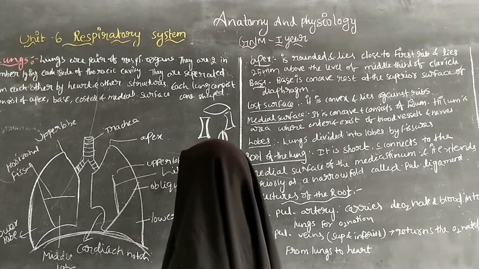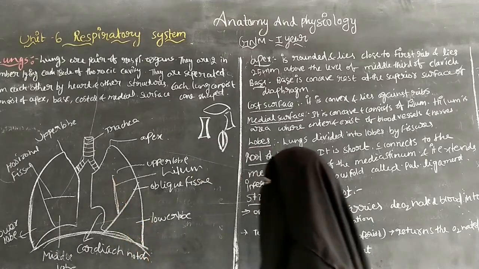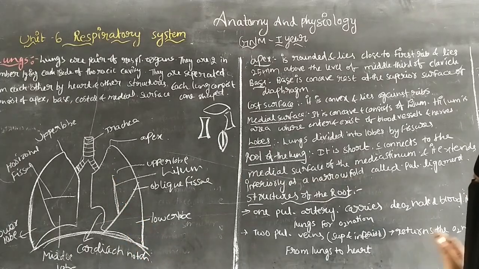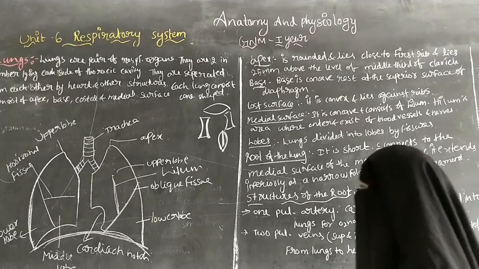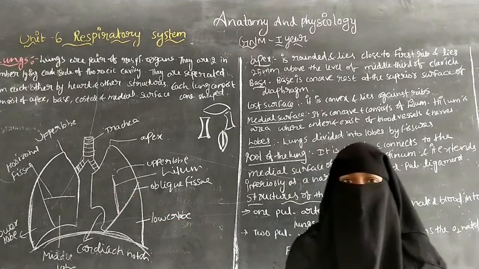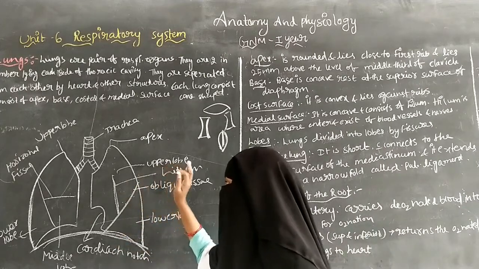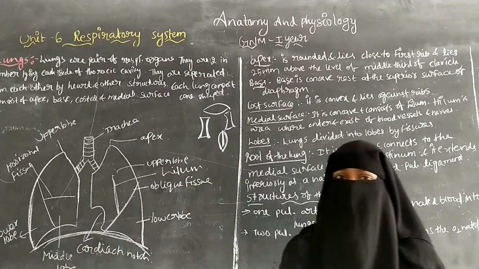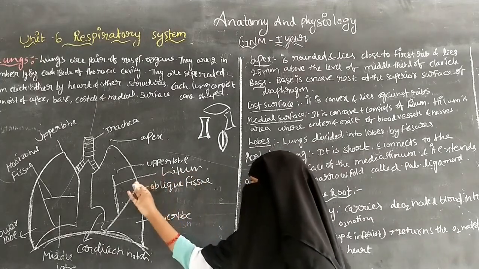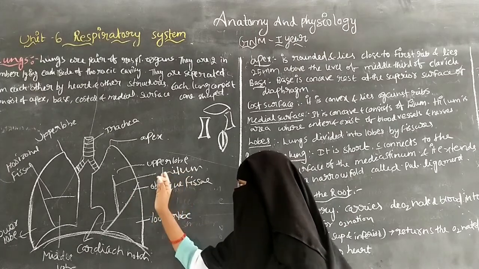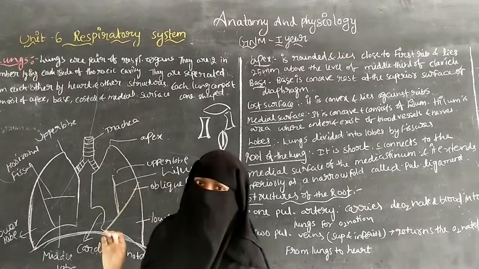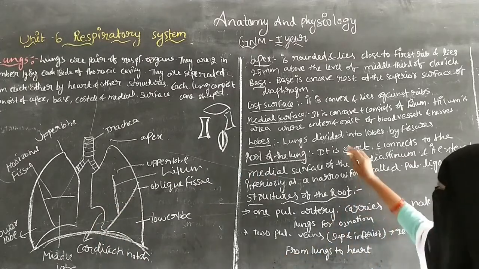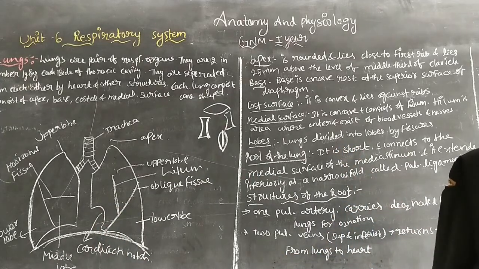The hilum is on the medial surface of the lung, and the blood vessels and nerves enter and exit through this hilum. So the hilum is a medial part of the lungs, and it is called the medial surface of the lungs.